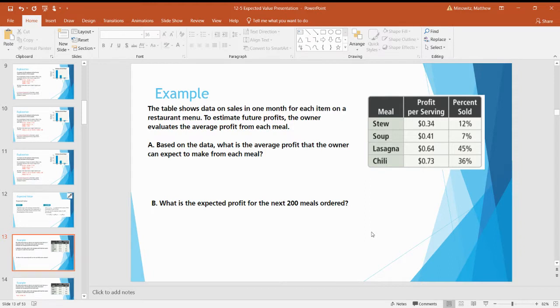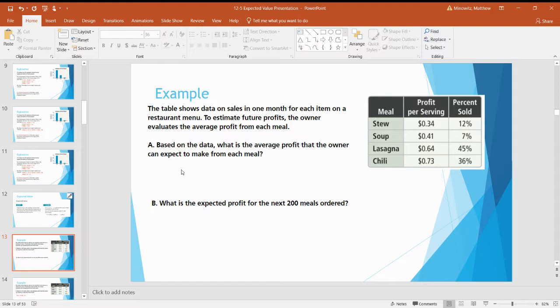So here's an example. A table shows data on sales in one month for each item on a restaurant menu. So the restaurant serves soup and stew and lasagna and chili. Sounds like a pretty good restaurant to me. To estimate the future profits, the owner evaluates the average profit for each meal. Okay, and they want to know what's the average profit that the owner can expect to make from each meal.